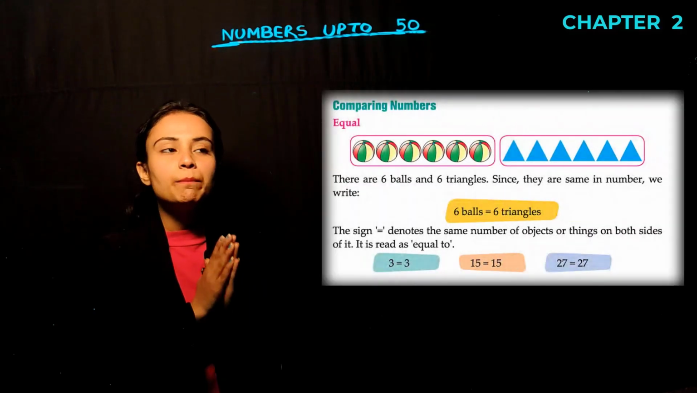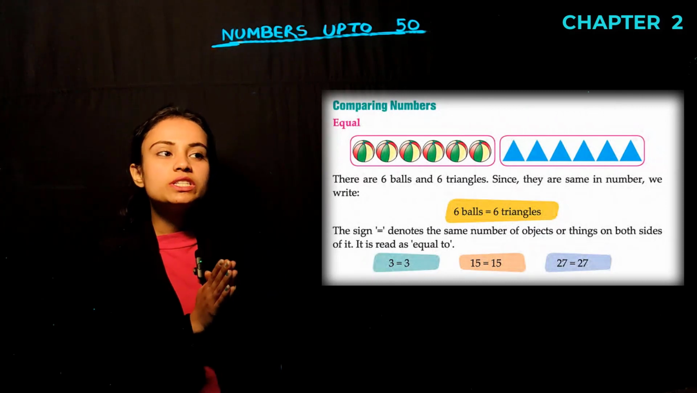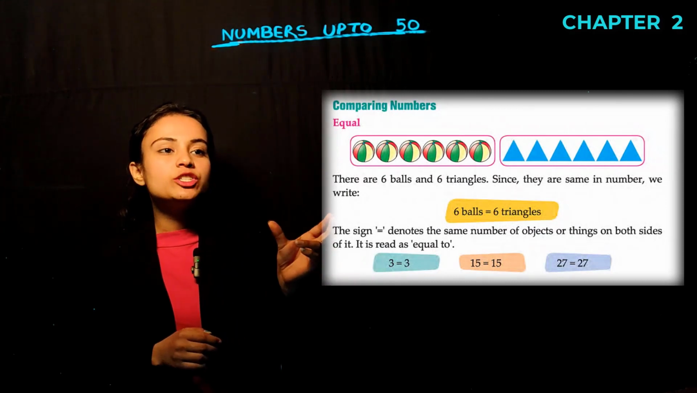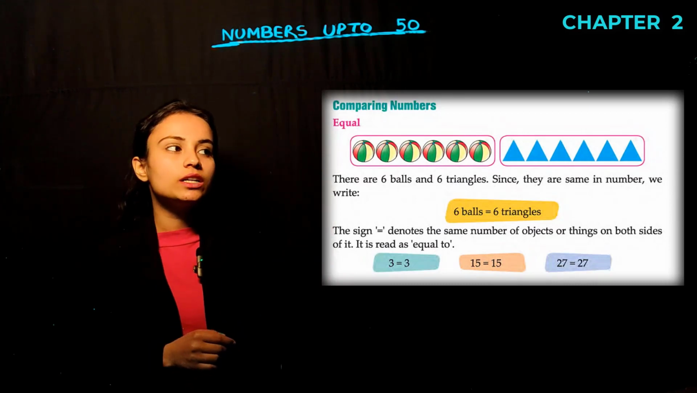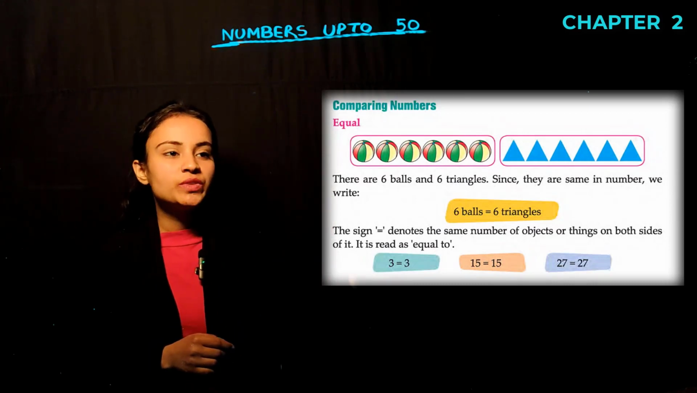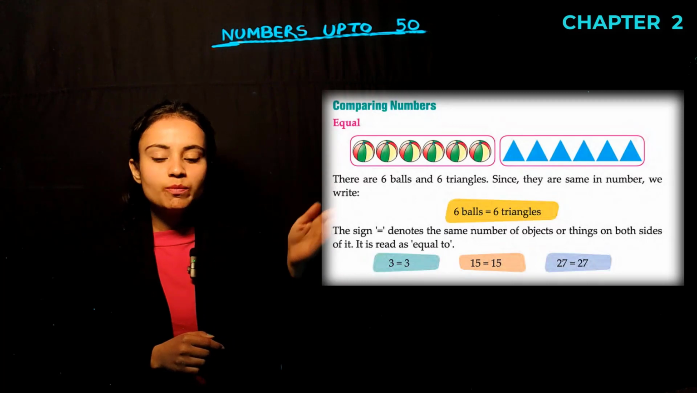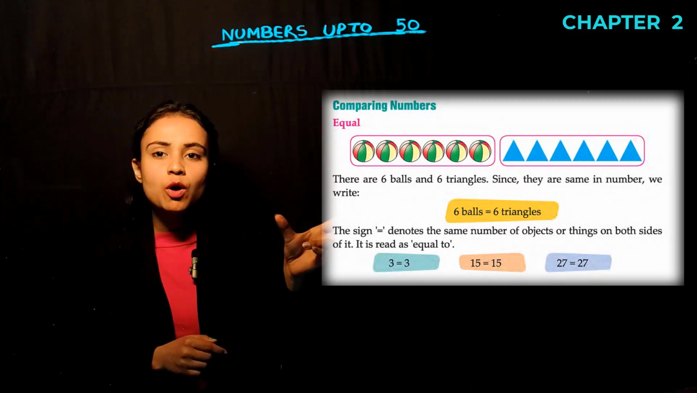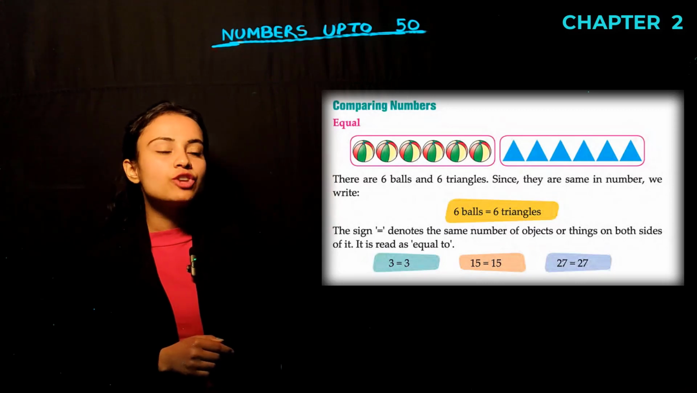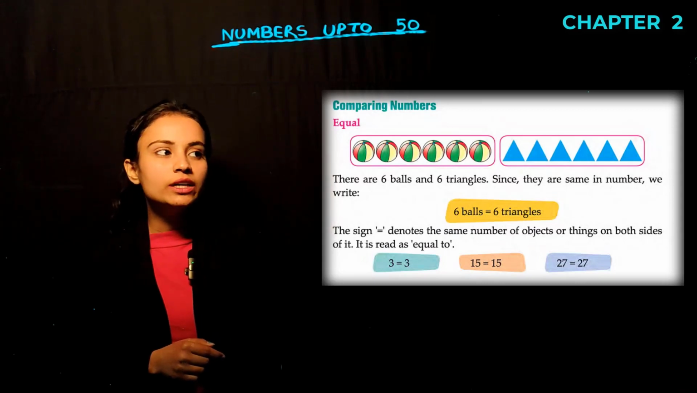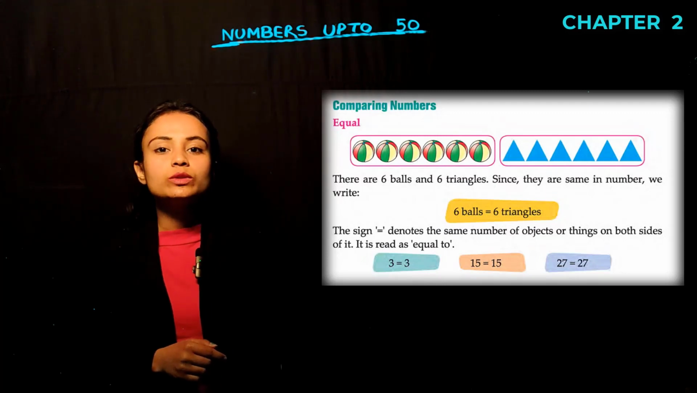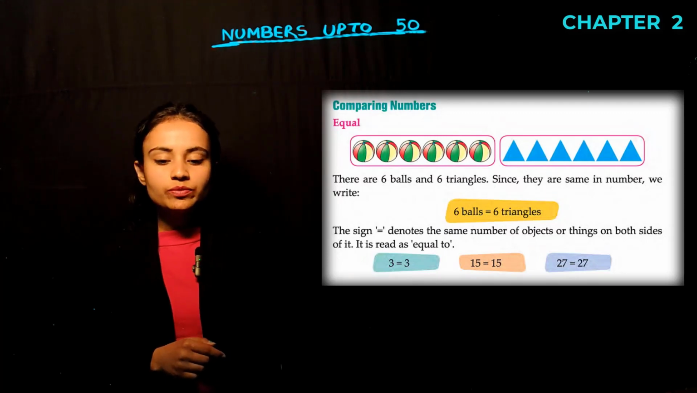Next topic is comparing numbers. First is equal. Here you can see two pictures are given. In the one picture, some balls are given and in the another picture, triangles are given. Let's count the number of balls. 1, 2, 3, 4, 5, 6. So there are total 6 balls. And let's count the triangles. So let's count them together. 1, 2, 3, 4, 5, 6. So here are total 6 triangles.